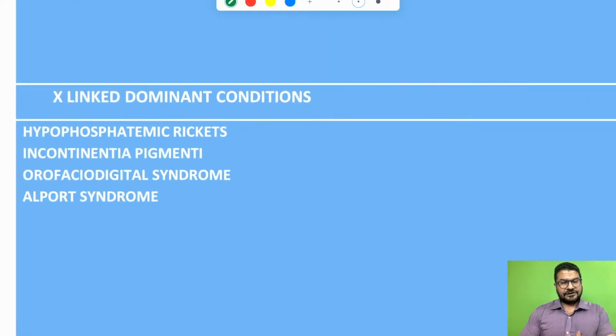So X-linked dominant conditions, we have hypophosphatemic rickets, incontinentia pigmenti, orofaciodigital syndrome, Alport syndrome.